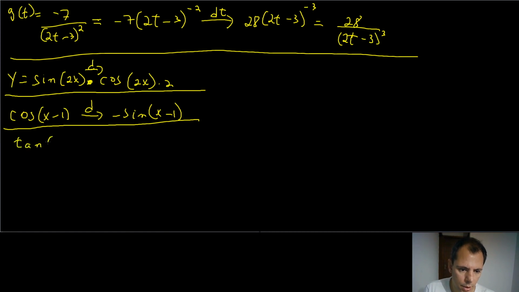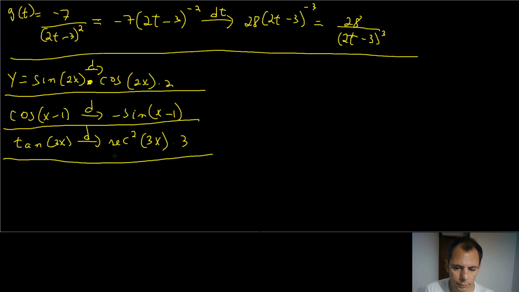Tangent of 3x. So differentiating, we have the secant squared of 3x times 3. The inner function is 3x, the outer function is tangent. Cosine of 3x squared. Differentiating, it's going to be the minus sine of 3x squared times the derivative of 3x squared, which is 6x.